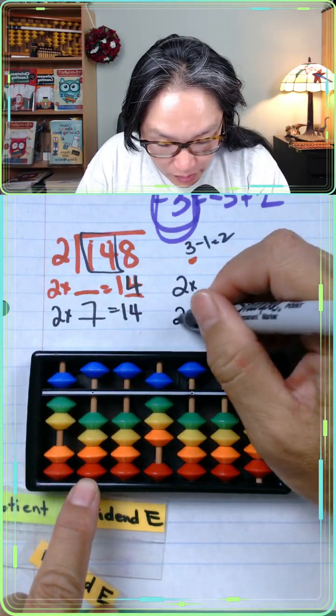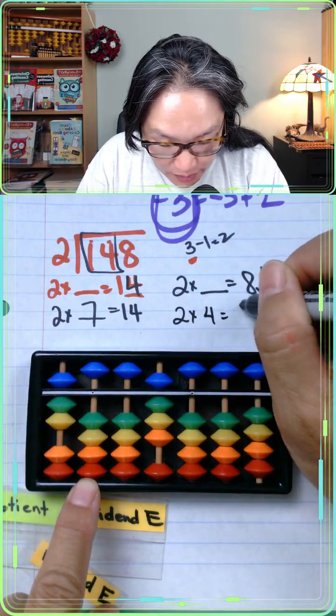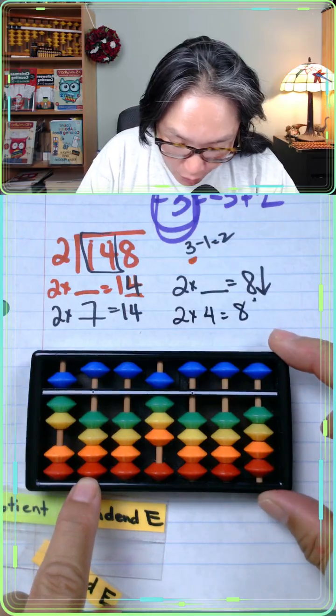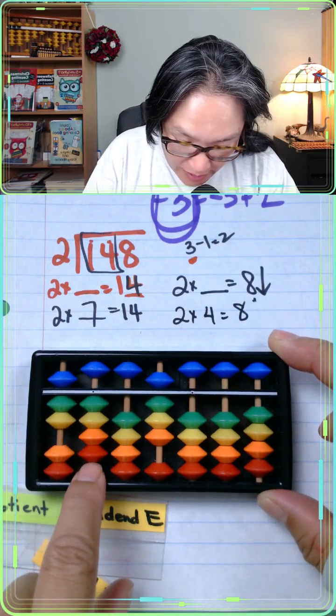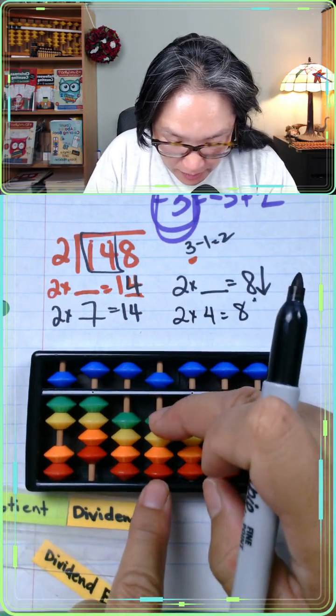So 2 times 4 is equal to 8. Add 4 to my quotient. Take away 8. Take away 1. Take away 8.